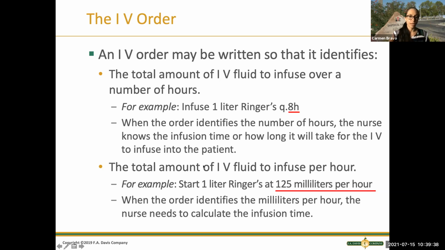You might get an order that says infuse 1 liter every 8 hours, which is just telling you to give this over this period of time, or you might get an order that says start 1 liter at 125 mLs per hour. Then we have to figure out how long it is going to take for that infusion time to be over.